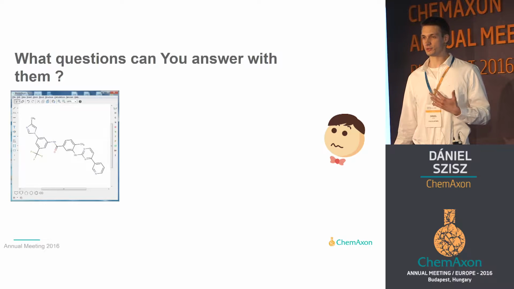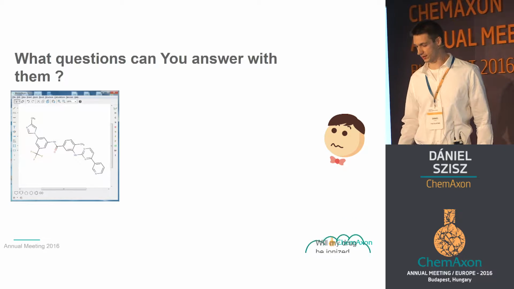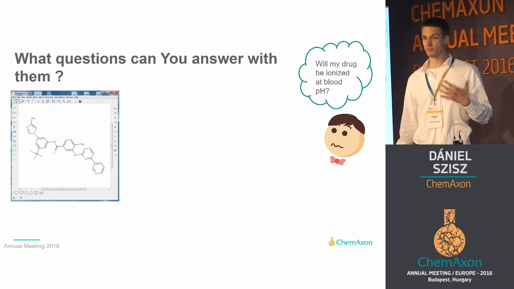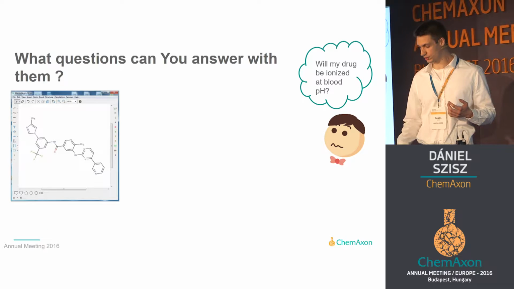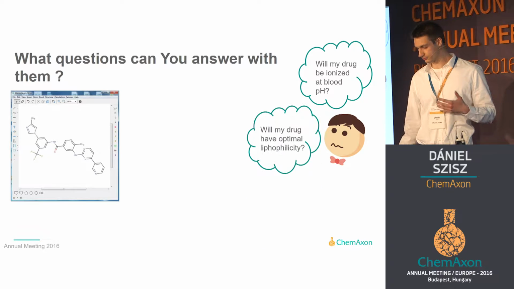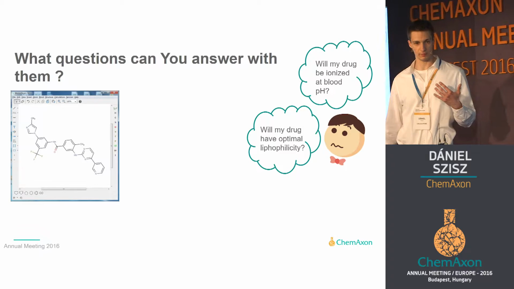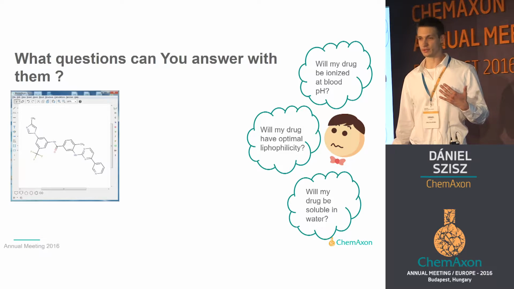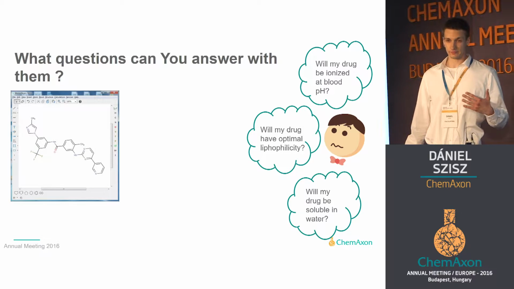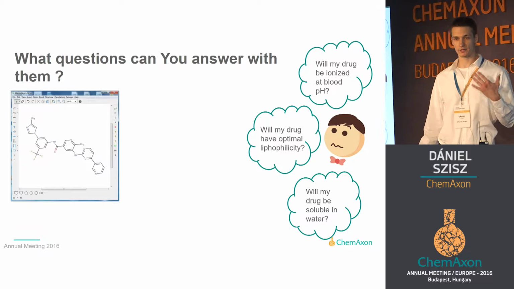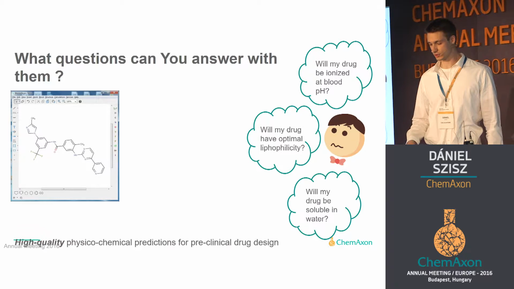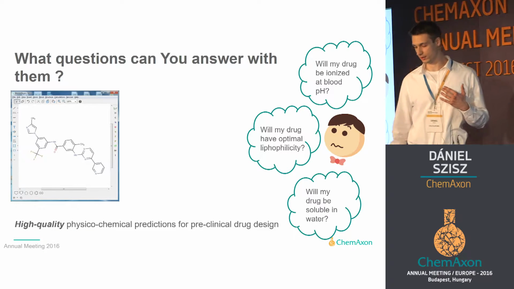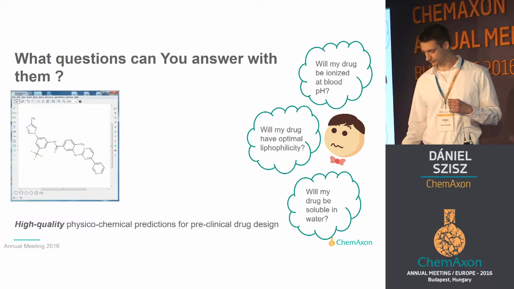And in those cases, you might ask questions like, will my lead candidates or drug molecules be ionized at blood pH, or will they have optimal lipophilicity, or will these molecules be soluble in water? And ChemAxon calculators provide solutions to these questions. So they are high-quality physicochemical predictions, mainly for the preclinical drug design.